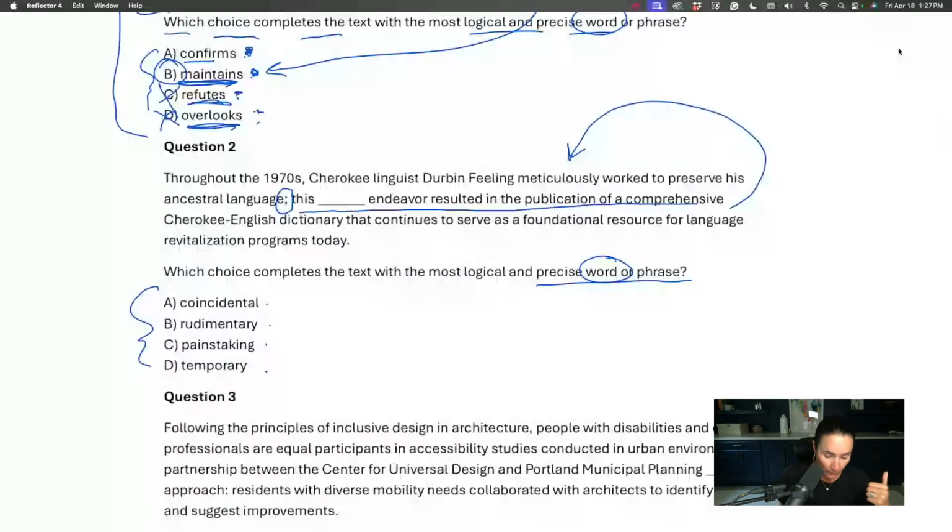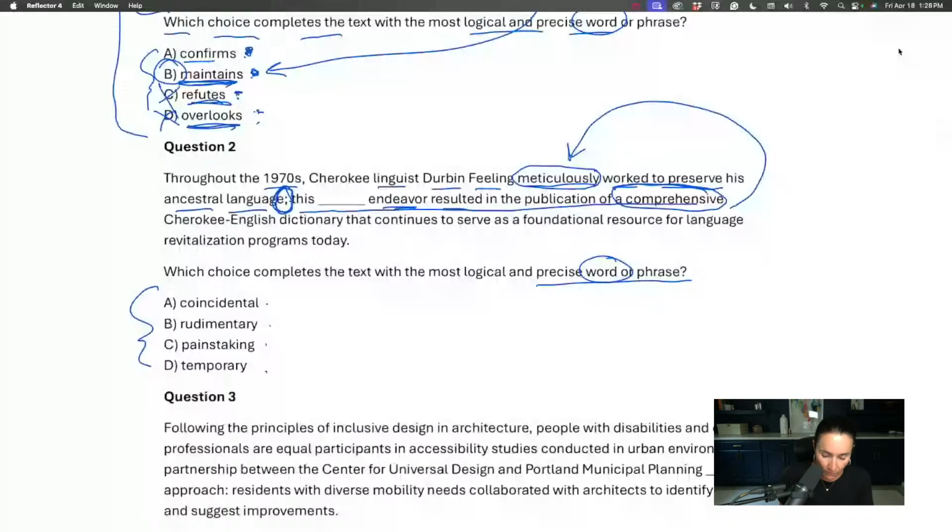All right, so let's go ahead and read it. Throughout the 1970s, Cherokee linguist Durbin Feeling meticulously, now this is a word I want to pay attention to, that's definitely a vocab word, meticulously worked to preserve his ancestral language. Okay, so we have the semicolon here, so we have to get a restatement from meticulously working. This blank endeavor resulted in the publication of a comprehensive, another very robust word. If something is meticulous, you pay attention to detail. And if it is comprehensive, you have included everything in it. Comprehensive understanding means you understand everything.